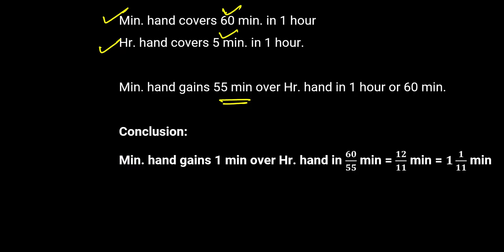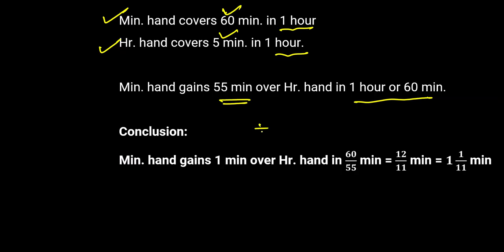Here I'm discussing only the reference point of 1 hour. If it is half an hour, then that 55 minutes will become 27.5. That will change. My reference point here is 1 hour. In 1 hour, the minute hand will travel 60 minutes and the hour hand will cover only 5 minutes. Now the minute hand has gained 55 minutes over the hour hand in 1 hour. Are you clear with that? Now I want to know how it gains each minute. To gain 1 minute, what is that I want to know?